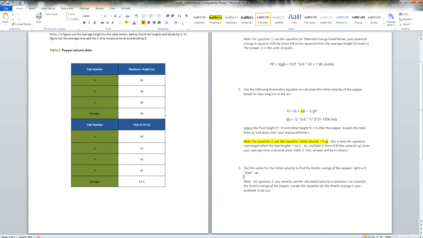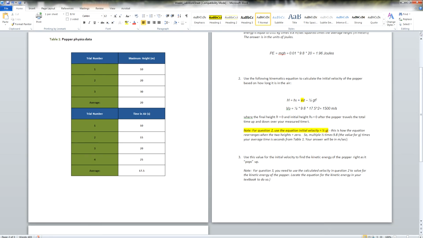And that brings me to question 3. In question 3 here, you're supposed to calculate the kinetic energy. So we're supposed to use the initial velocity we calculated here to calculate the kinetic energy, and that's what you're told to do here. For question number 3, you need to use the velocity calculated in question 2, which is rightly stated here. So let's do this quickly.